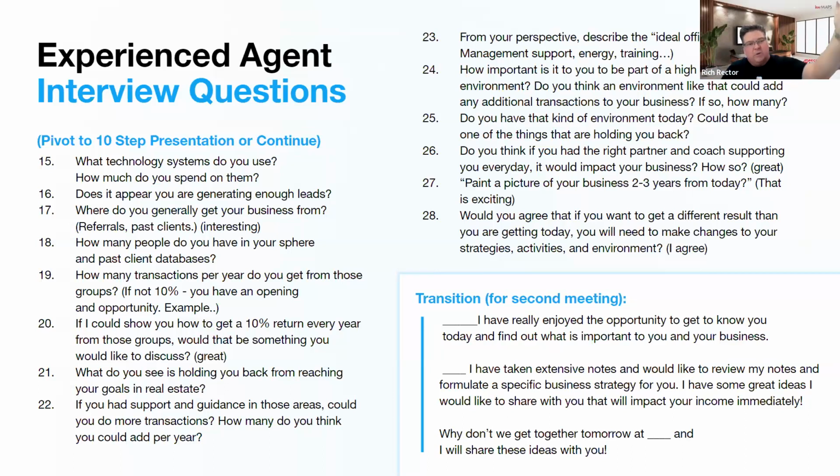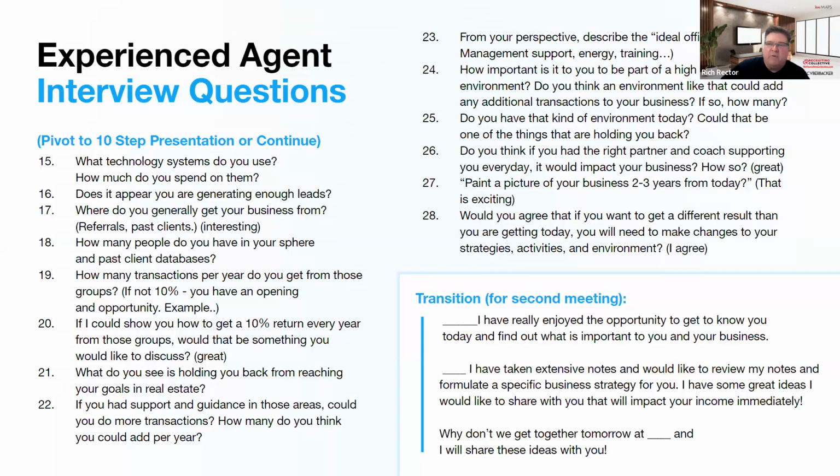Or step two is I could finish the rest of the questions. Tell me about your technology systems, how much you're spending on them. Tell me about your database, right? How many people do you have in it? How many deals are you getting a year from it, right? From your perspective, describe the ideal office.